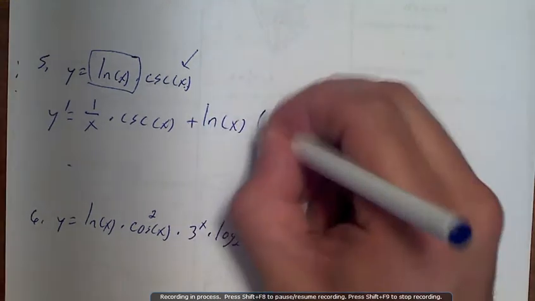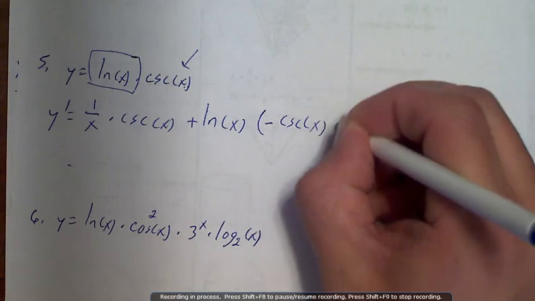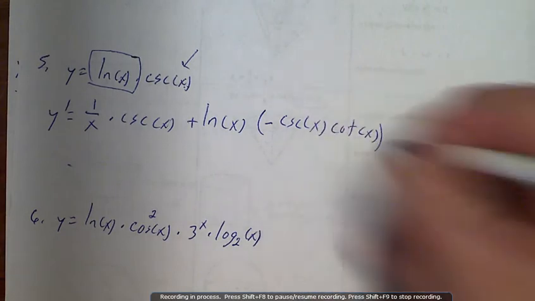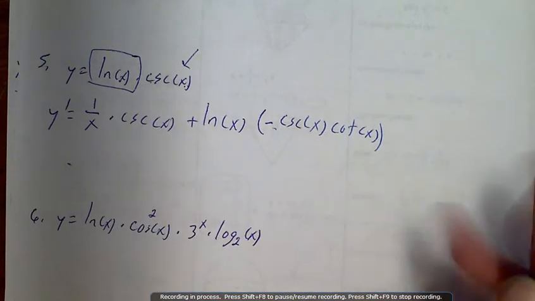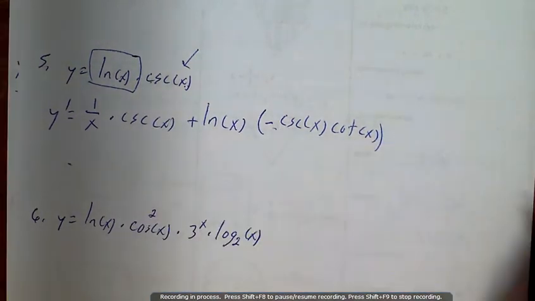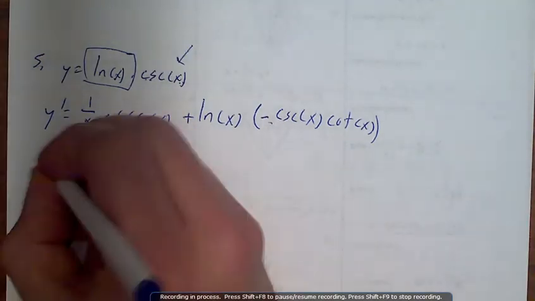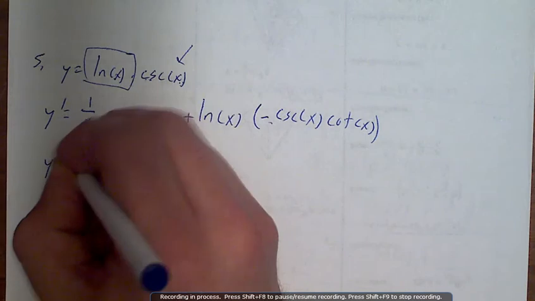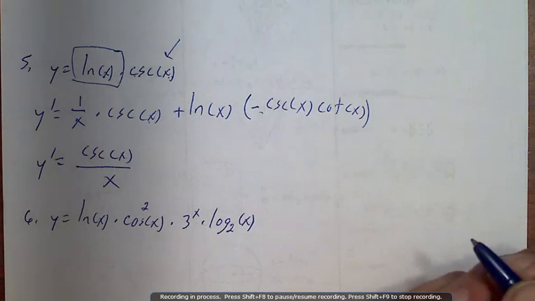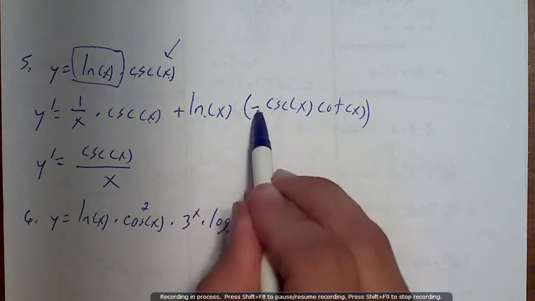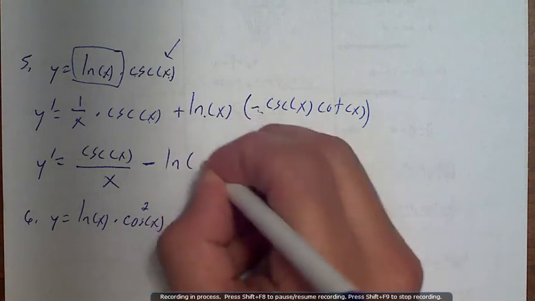And that's it. The calculus is done. Now just simplify it. So 1 over x times cosecant is going to be cosecant of x over x. Natural log times negative makes it minus natural log of x cosecant x cotangent of x. Okay. Alright, 2 more.